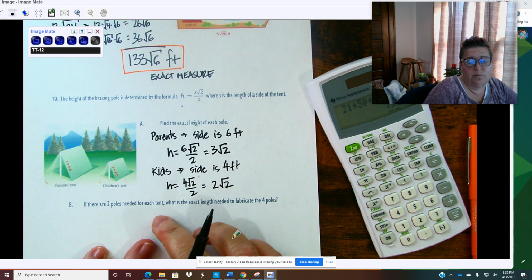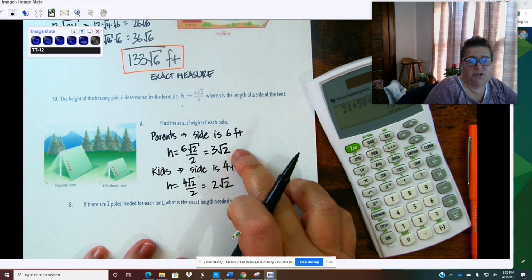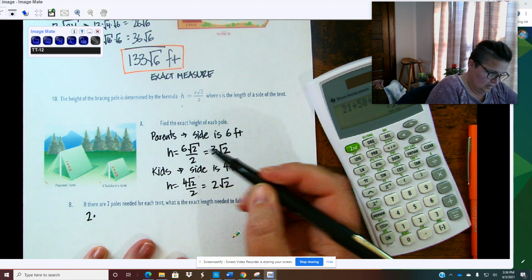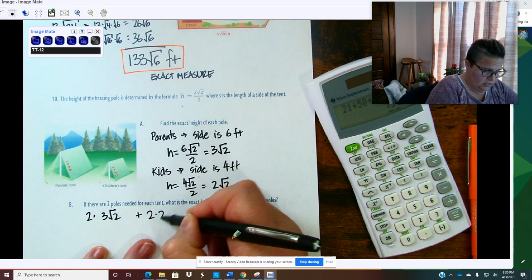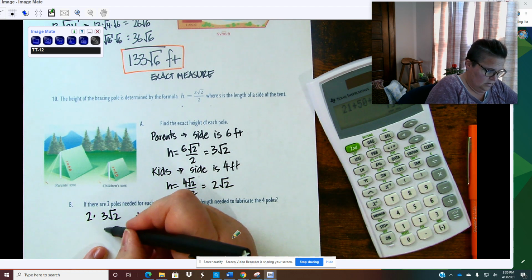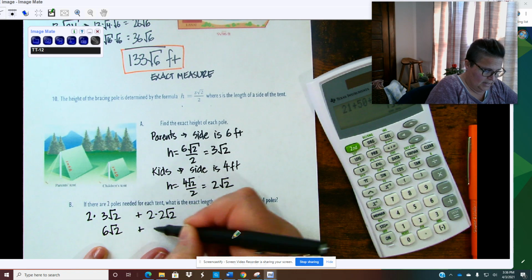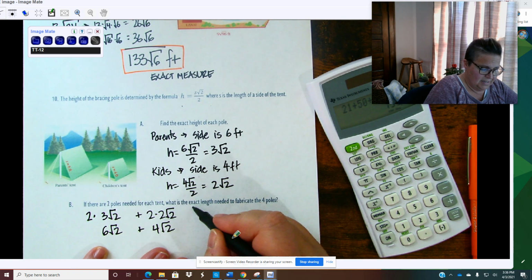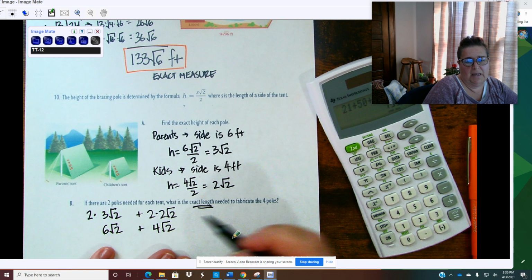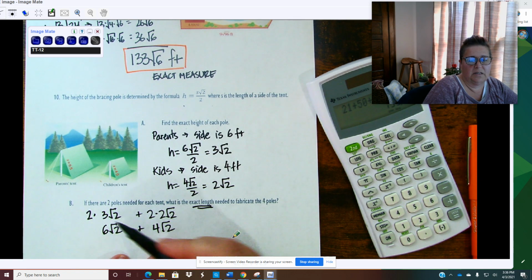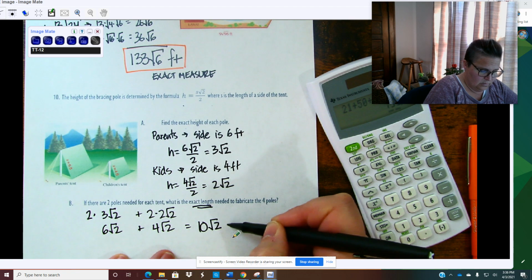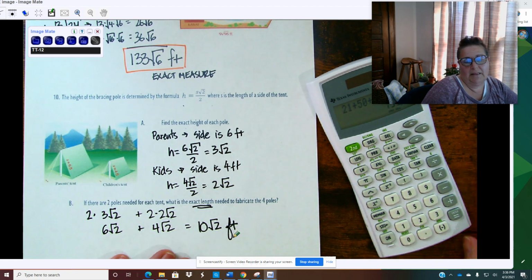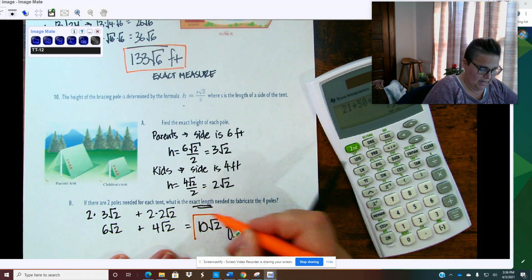Part B says if there are 2 poles needed for each tent, so 2 for the parents, that's 3 square roots of 2, and 2 for the kids, which is 2 square roots of 2. So that's going to be 6 square roots of 2 added to 4 square roots of 2. What is the exact length needed to fabricate the 4 poles? So 2 from the adults and 2 from the kids. 6 square roots of 2 plus 4 square roots of 2, which is 10 square roots of 2, feet. And this one at least said exact. This would be our exact length.